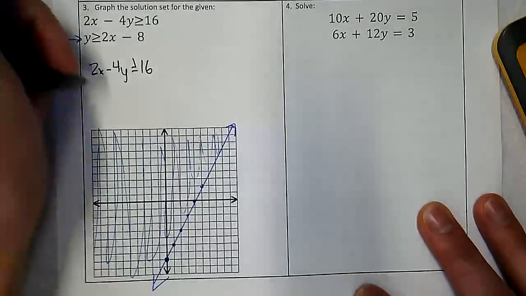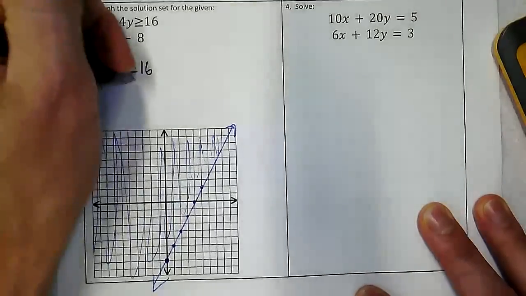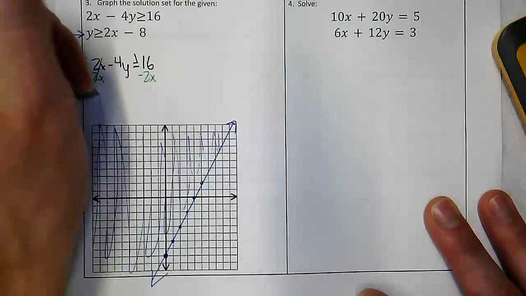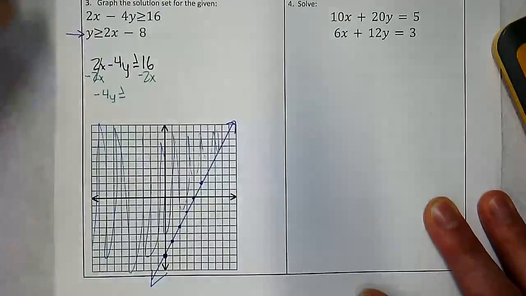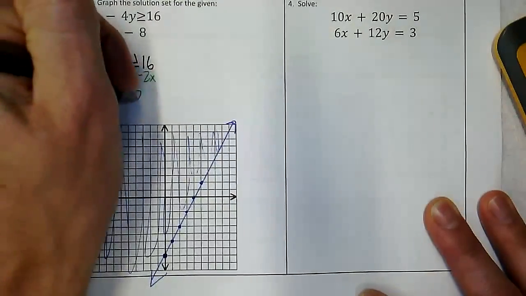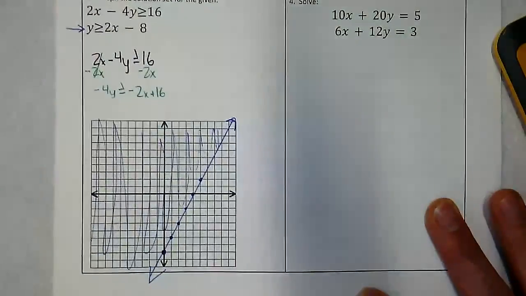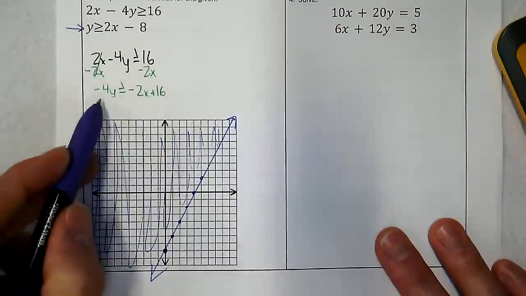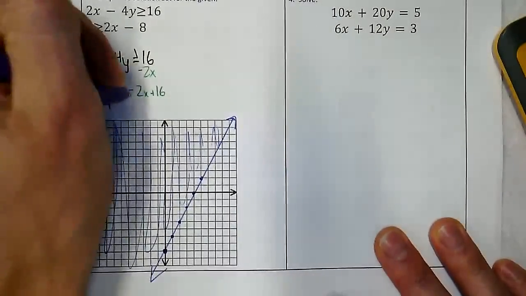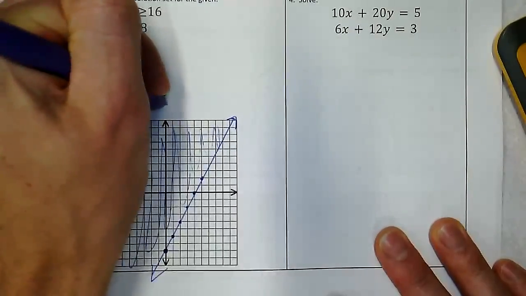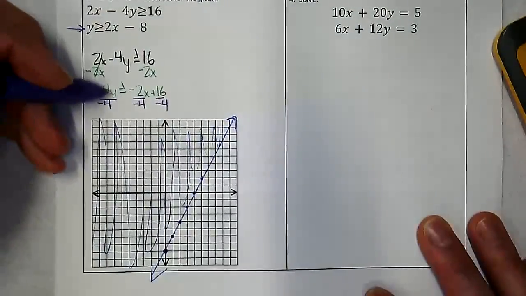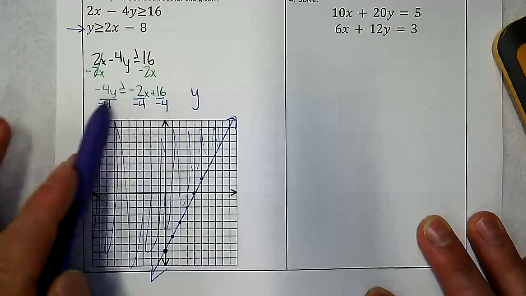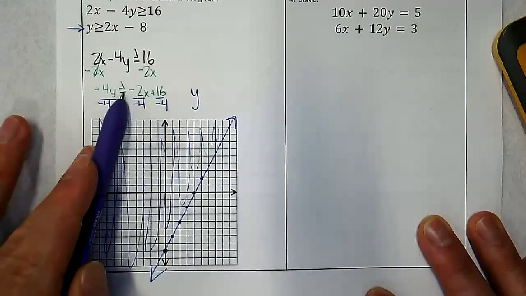First step is to subtract 2x from both sides. It's going to cancel on the left. All right, so on the left we have minus 4y is greater than or equal to, and on the right side we have negative 2x plus 16. My only other step to solve for y is to divide both sides by negative 4. On the left, that's going to leave us with y. When we divide both sides by a negative, our symbol is going to flip.